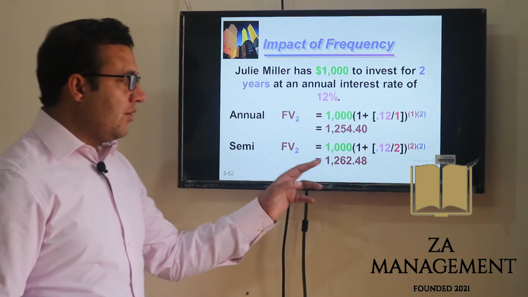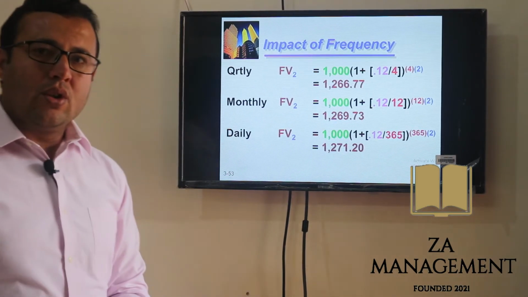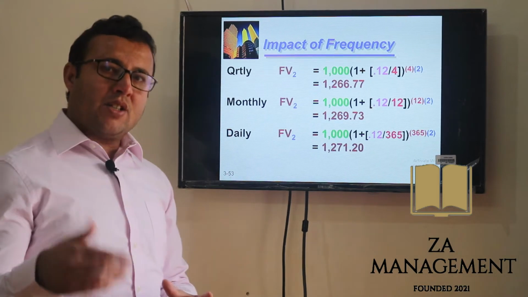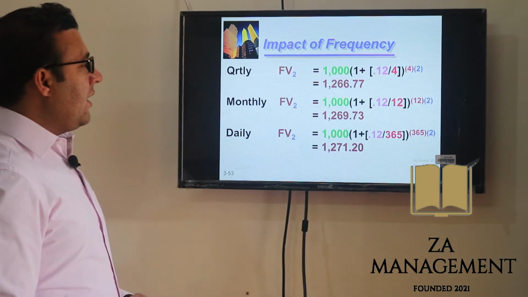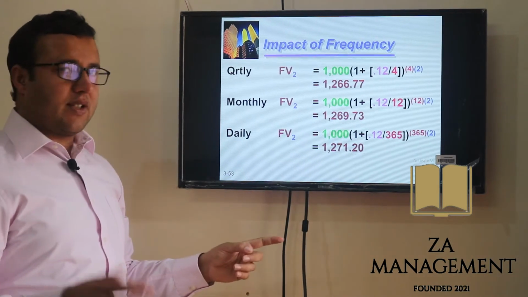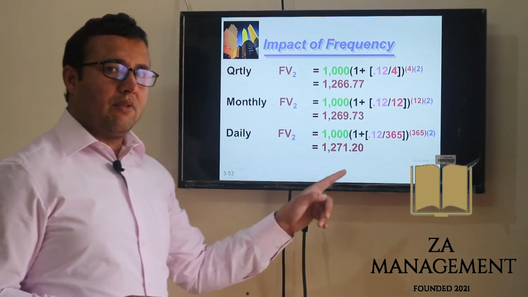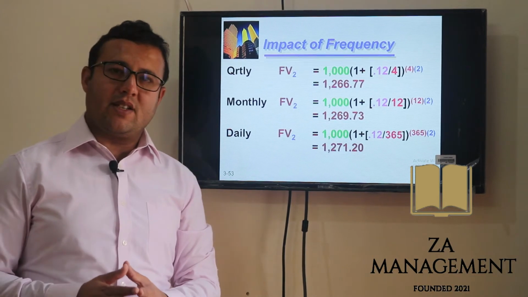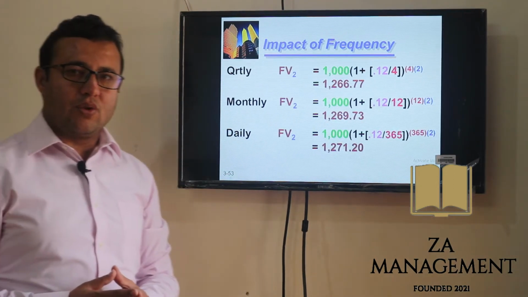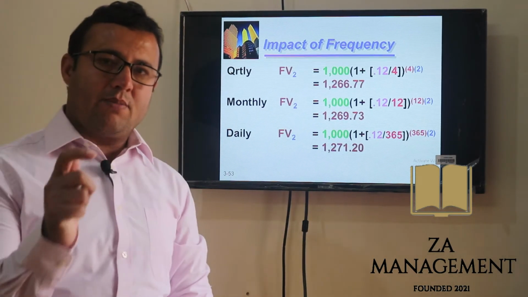If you notice, in the previous case the value was 1254, and in this case it is 1262. This difference of $8 is because of the compounding effect, that is, interest on the 6 months' interest. If the payment is quarterly, then m will be equal to 4, and we get a future value of 1266. Again something extra is added, and if it is monthly, it is added further: the amount you get will be 1269. If it is on a daily basis, then m will be equal to 365, the number of days in a year, so the value gets further higher to 1271. This increase is because of the compounding effect.